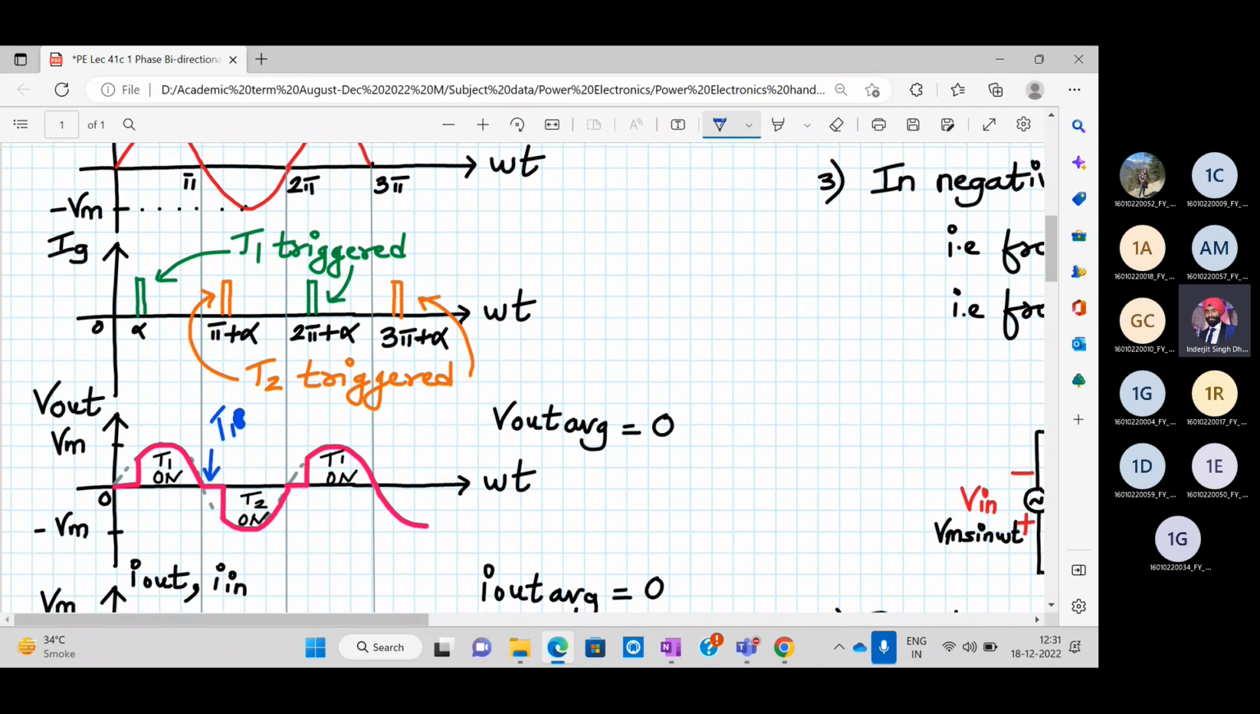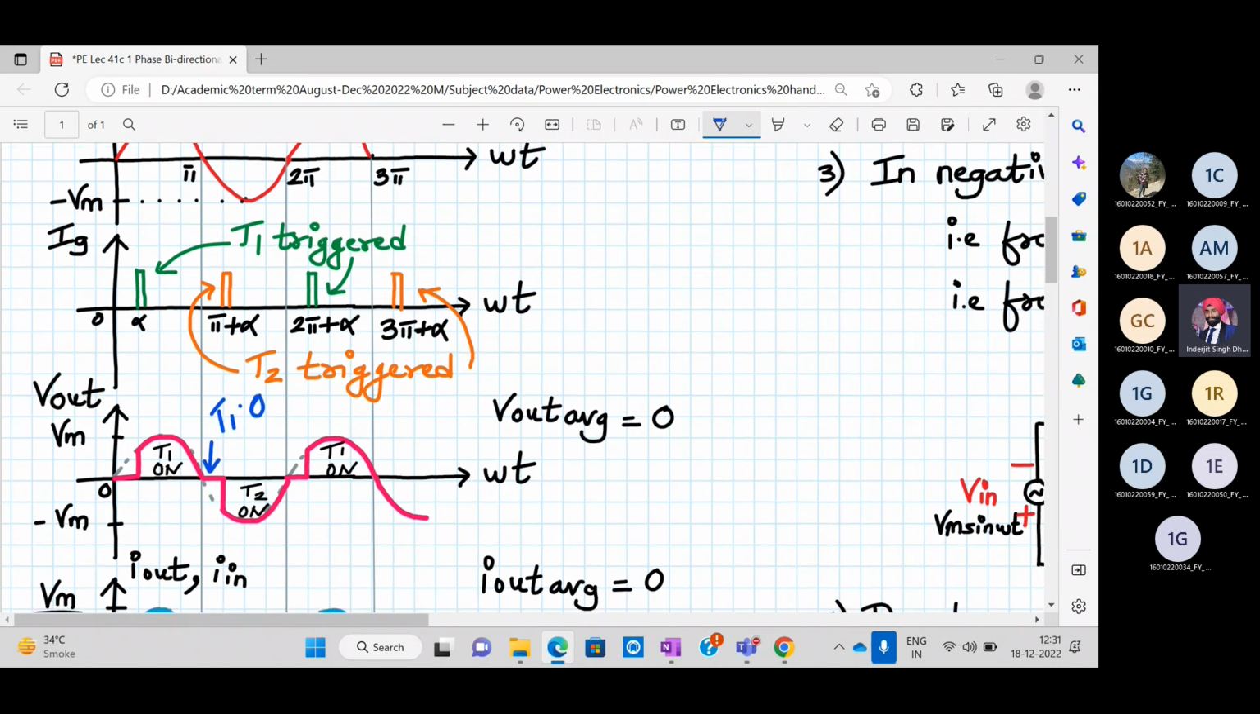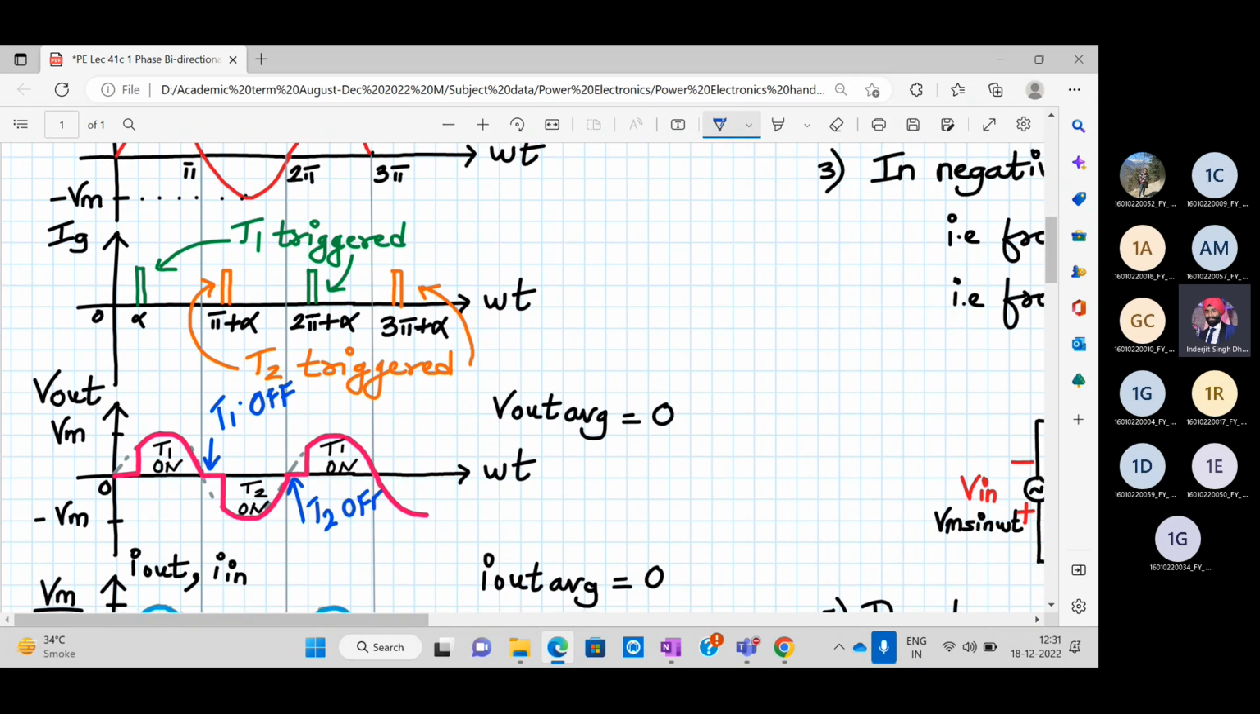Okay, here T1 is off. And here T2 is off naturally because the voltage is going negative. All right. So T1 turns off over here, but T2 is not turned on. So we have to wait till alpha, and again the T2 turns on. Your output follows the negative input. Okay. And then again the same story repeats for the subsequent half cycle.